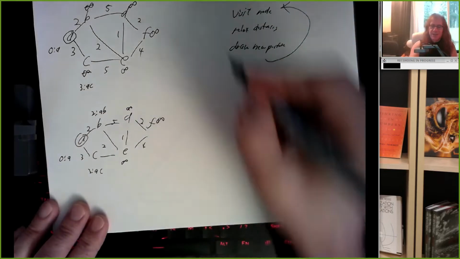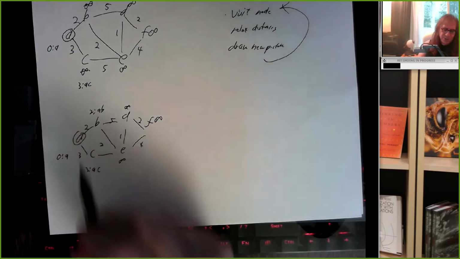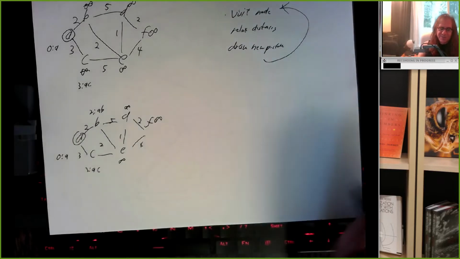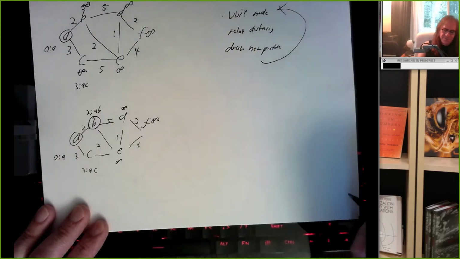All right, so now we're back to the top of our loop. We want to visit the closest node that we haven't already visited. Well, this node has a distance of 2, this has a distance of 3, these have distances of infinity. B is the closest node, so we're going to visit B. I'm going to circle it.